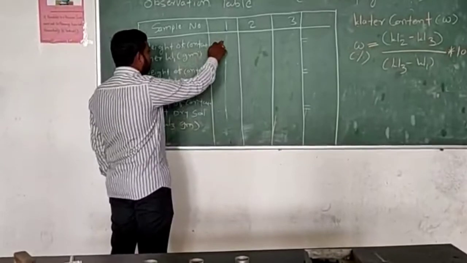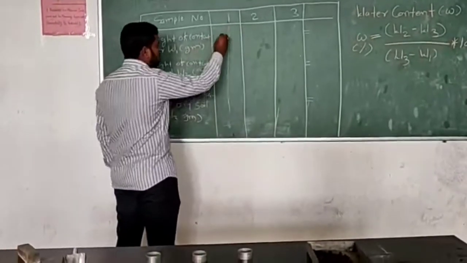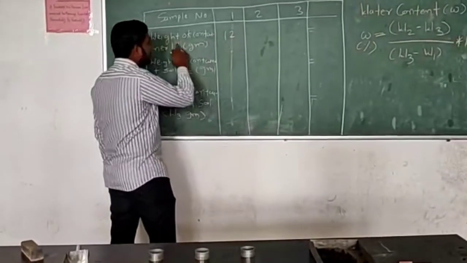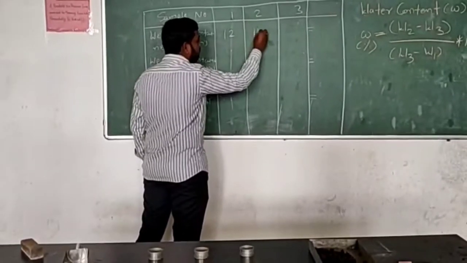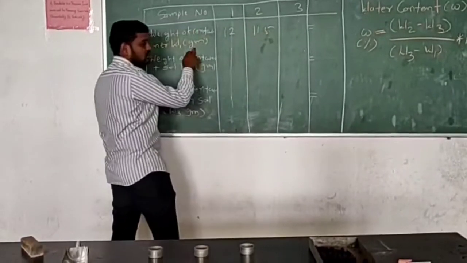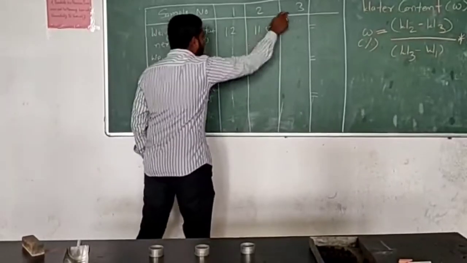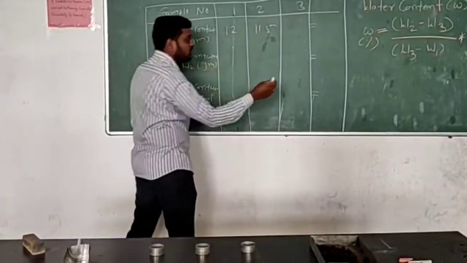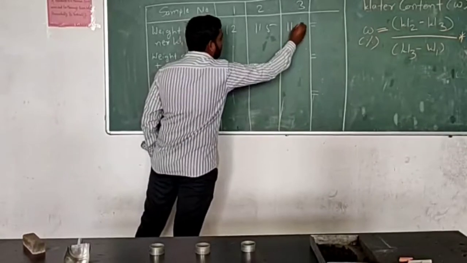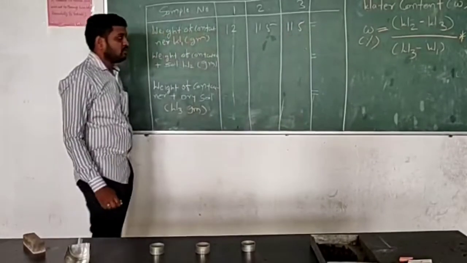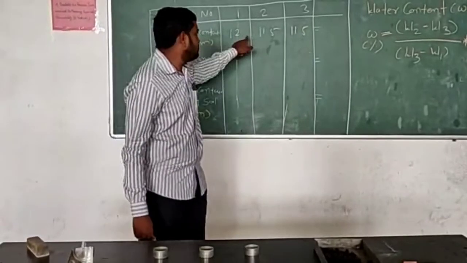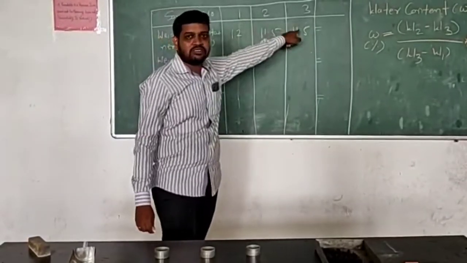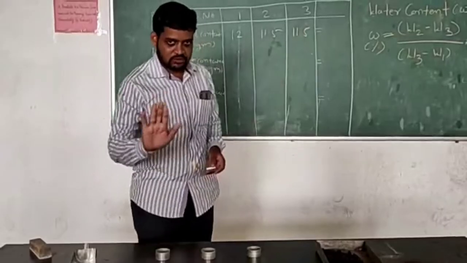So the weight of the container for sample number 1 is 12. Then the weight of the container, that is W1, for sample number 2 is 11.5, in gram. For sample number 3, the weight of the container is 11.5 in gram. So this is your W1 for the 3 samples: sample number 1, sample number 2, and sample number 3.